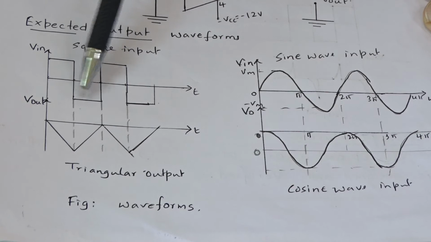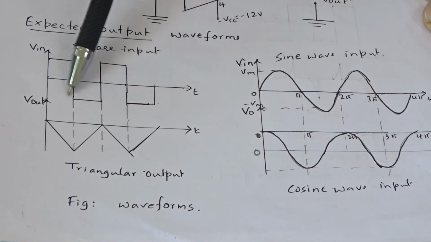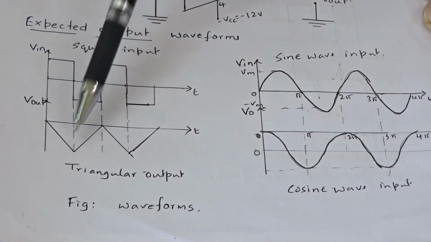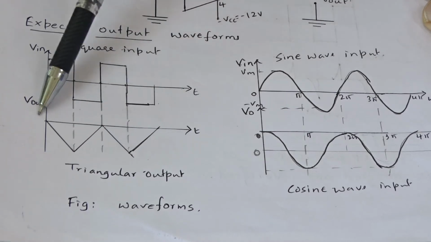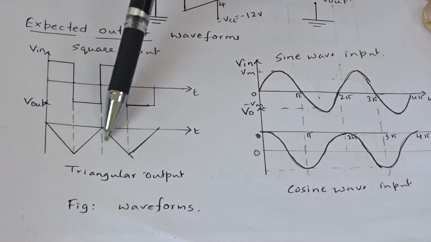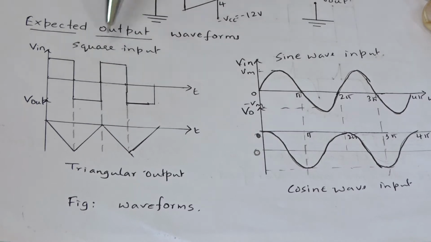Again, this next level is negative voltage, so you will get a positive ramp, then a negative ramp. Since the amplitude is negative, I will mention it like this. So this is for a square wave input.